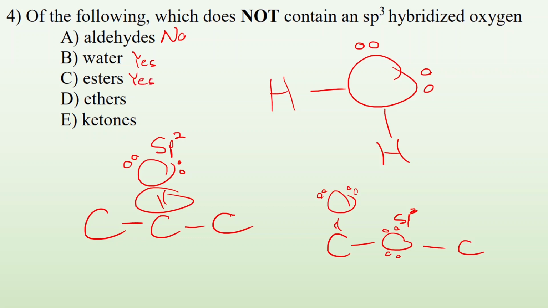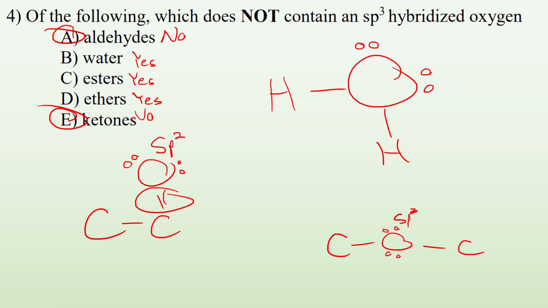So it has that. Ethers look like esters, but without that double bond O, so they also have an sp3 hybridized oxygen. And then ketones got that double bond O, which is sp2. So which one of these? It's going to be both choices A and E.